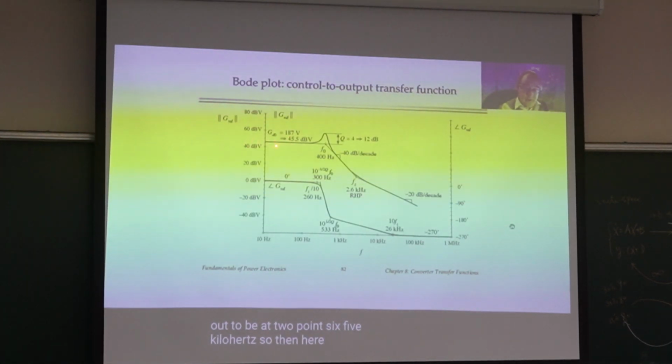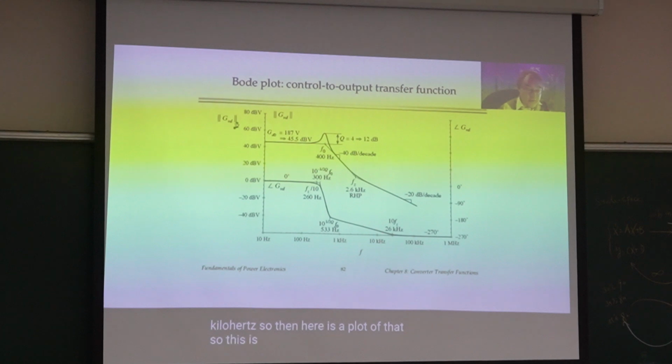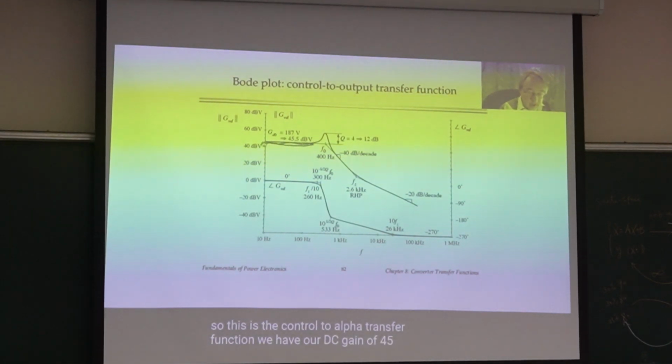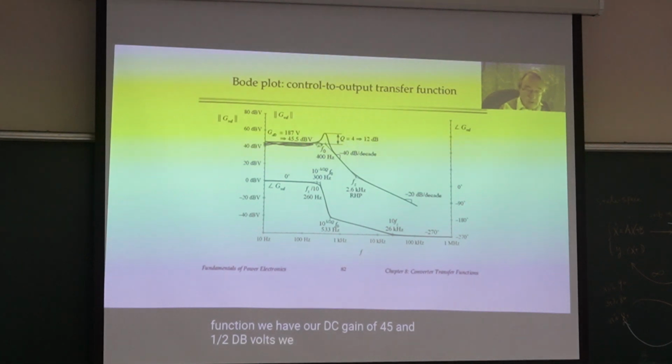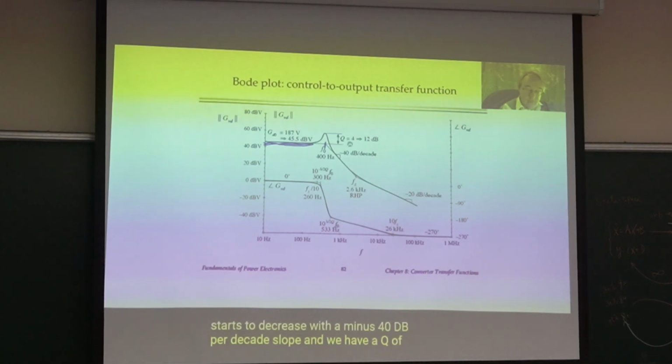And then here's the Bode plot. So this is the control to output transfer function. We have our DC gain of 45.5 dB. We have two poles at 400 hertz. After 400 hertz, the function starts to decrease at minus 40 dB per decade. And we have a Q of 4.